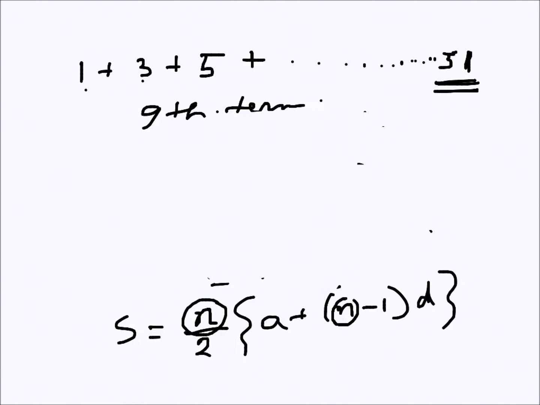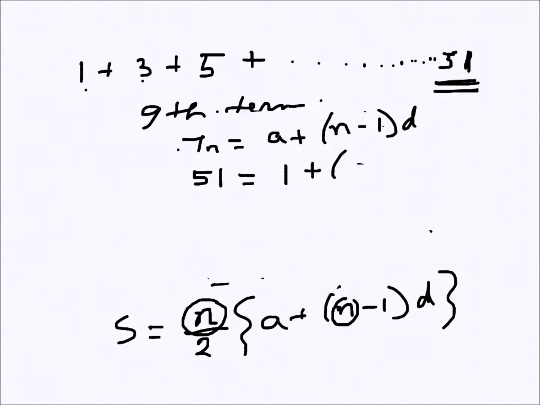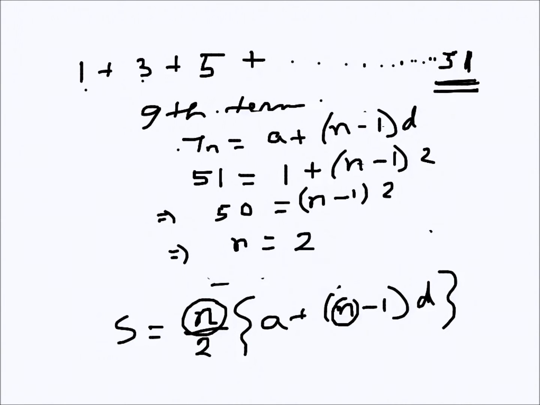So tn is a plus (n minus 1) times d. So what is the last term? 51 is the last term. a is 1, (n minus 1) times 2. So that gives me 50 is equal to (n minus 1) times 2, so n minus 1 is 25, and n is equal to 25 plus 1, 26. So we know there are 26 terms, because the 26th term is 51, and that is the last term. So that's how we know there are 26 terms.